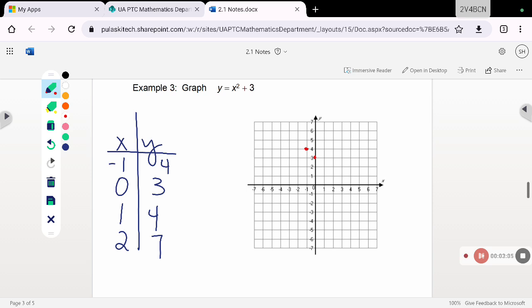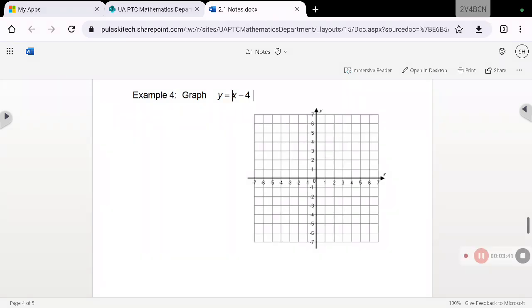The third point is at 1, 4. So to the right 1 and up 4. And the last point is at 2, 7. So to the right 2 and up 7. So you'll notice that when you connect those points, that's the graph that it showed you in your calculator that made that U-shaped parabola. Okay, let's look at another example.